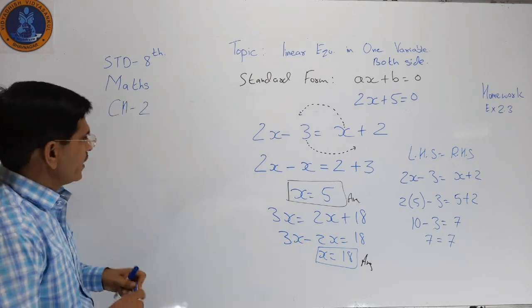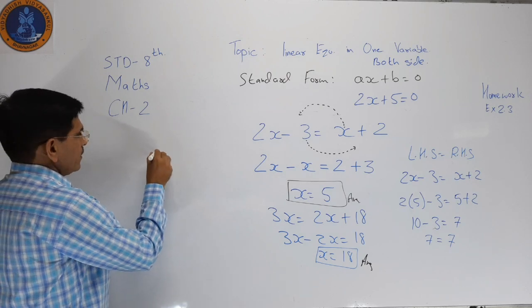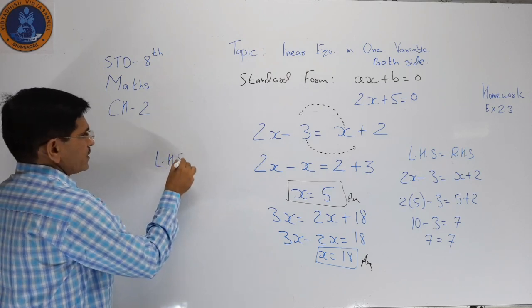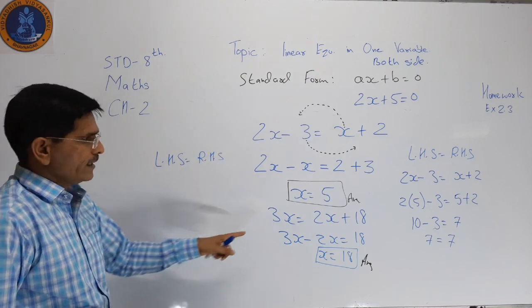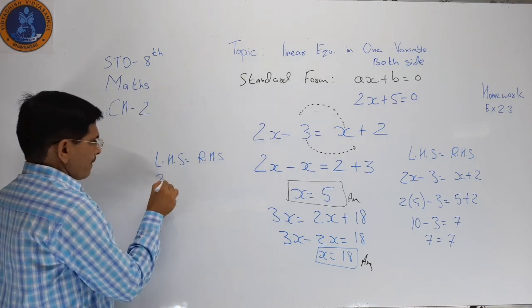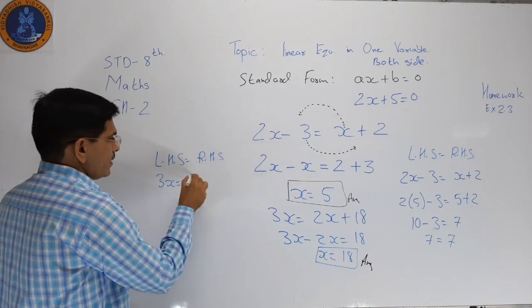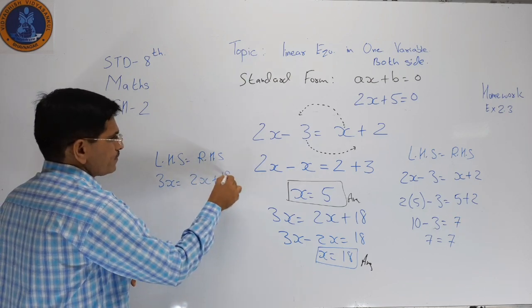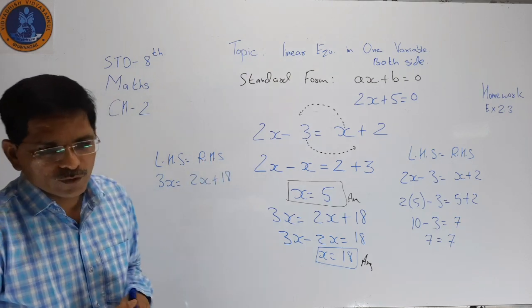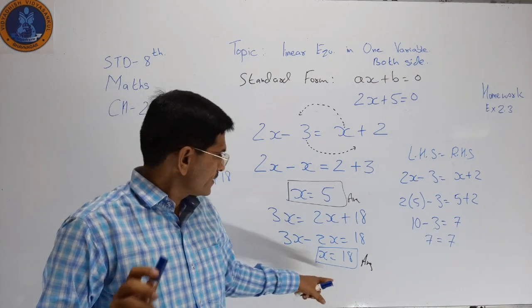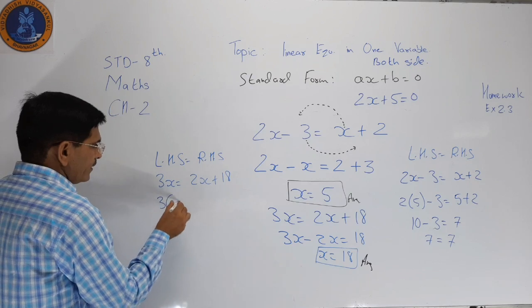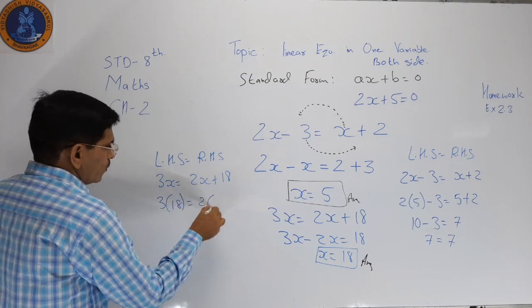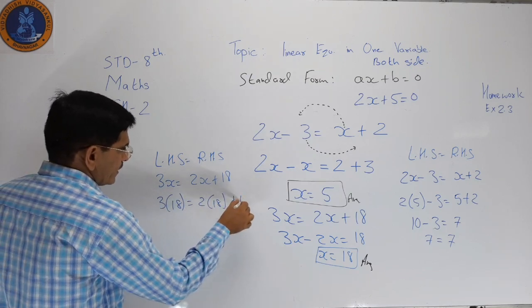So again we have to say left hand side is equal to right hand side. Now left hand side here it is 3x and right hand side 2x plus 18. Now what I have to do? I have to put value, that is x is equal to 18. Where I have to put it here? 3 into 18 is equal to 2 into 18 plus 18.